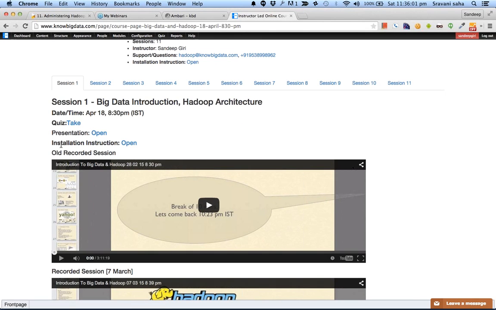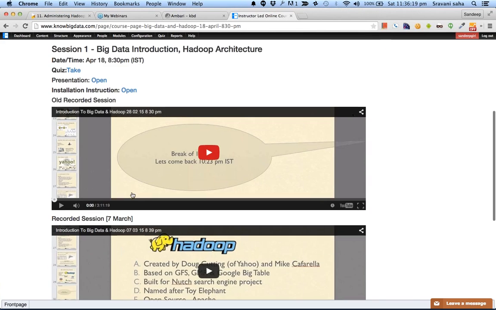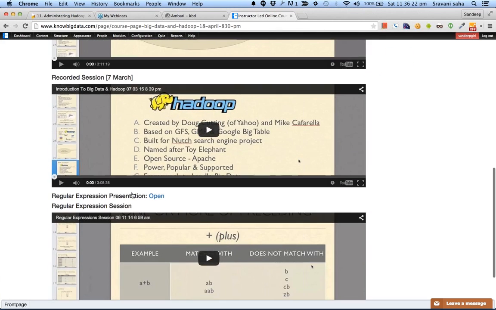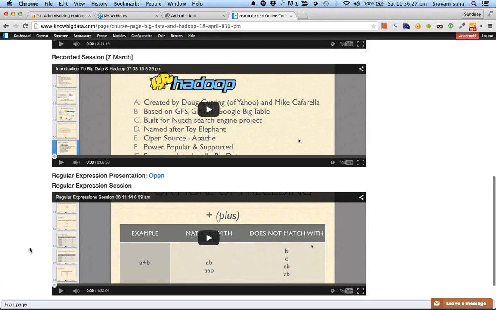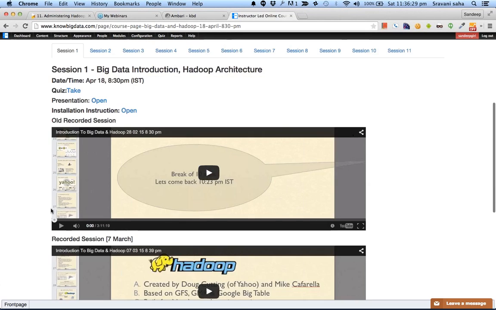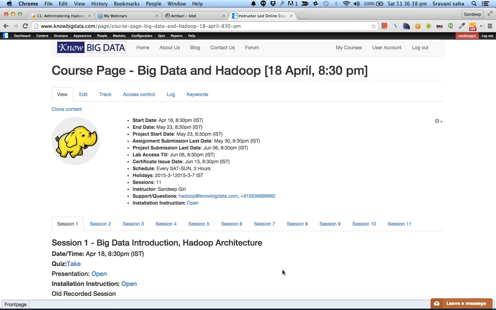Finish this quiz which is there. Half of the quiz you can finish now, half of the quiz you can finish after tomorrow's session. This quiz composes both, and we will upload all the recordings just like this one. These are the old recordings. Also finish the regular expression session. This will be very useful, and you will really benefit from it. Also the Java session is available. You should start finishing your Java session.